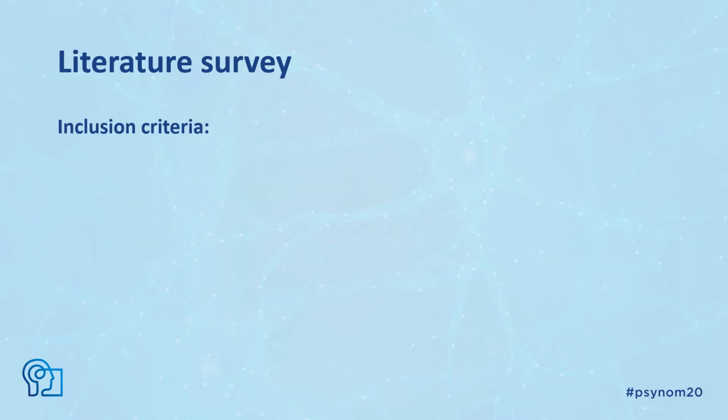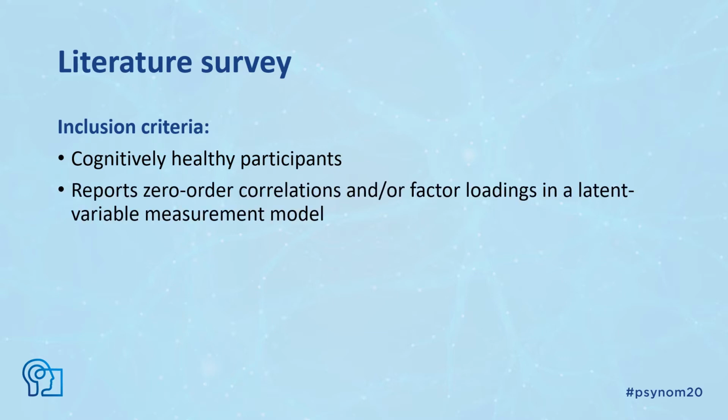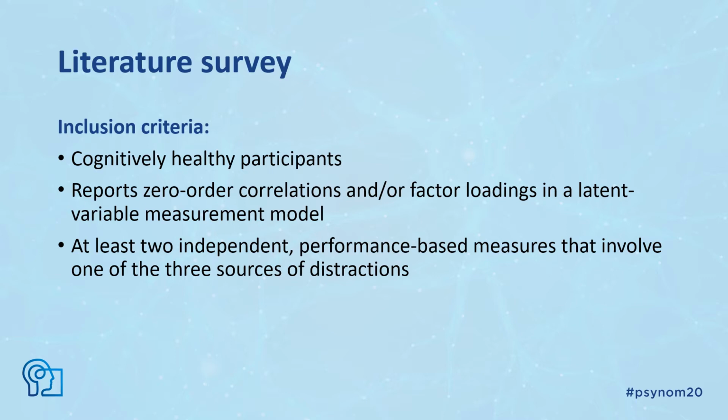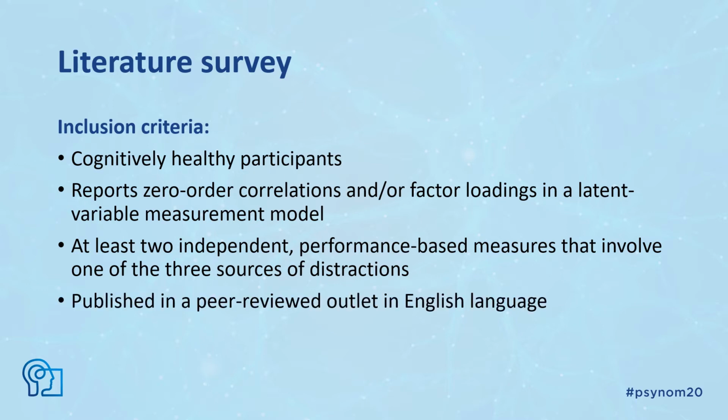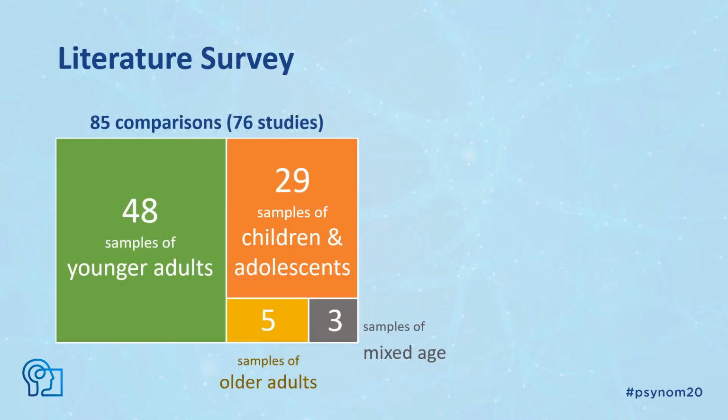Our inclusion criteria were studies of cognitively healthy participants that report zero-order correlations and/or factor loadings in a latent variable measurement model, from at least two independent performance-based measures that involve one of these three sources of distractions that I mentioned before, and that were published in a peer-reviewed outlet in English language. We started off with 40 studies that were included in a recent review by Carr and colleagues, and we added another 36, which yielded overall 85 comparisons.